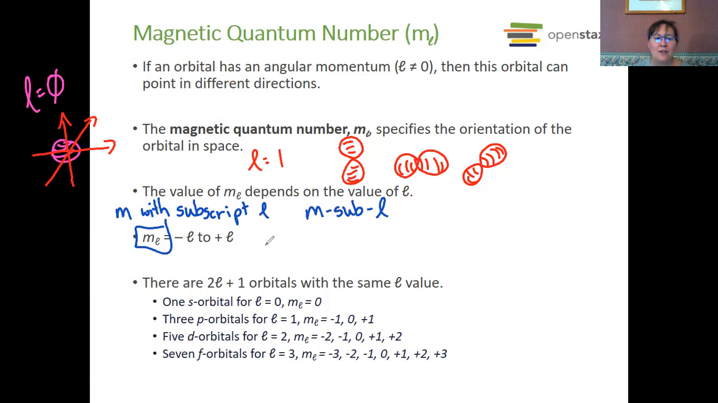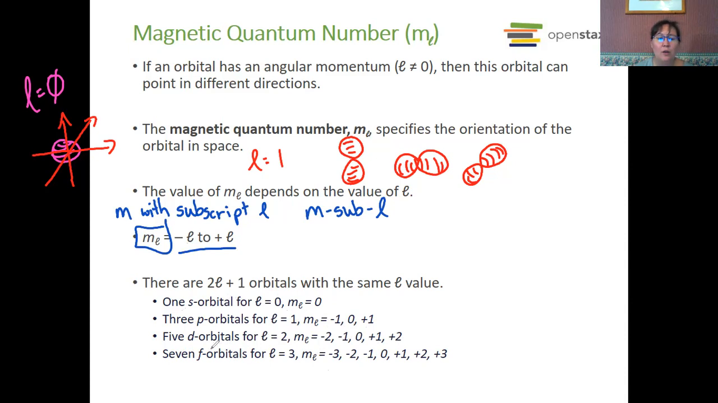And it goes from negative L to positive L. So for an s orbital, L is equal to 0 and m sub l is just equal to 0. But we have 3 p orbitals for L equal to 1, and then we have negative 1, 0, positive 1. And that's that. Negative L to positive L. And so 5 d orbitals, L is equal to 2. We have negative 2, negative 1, 0, plus 1, plus 2. And so on and so forth.